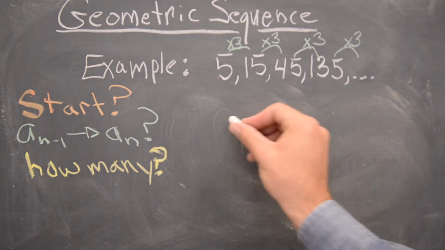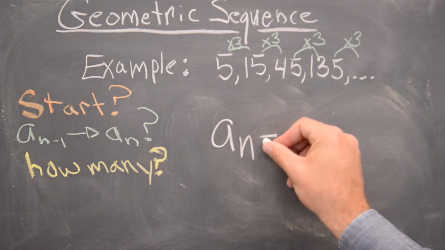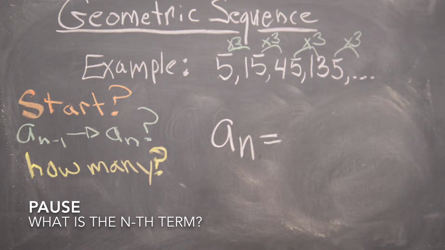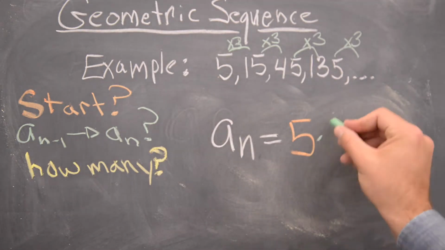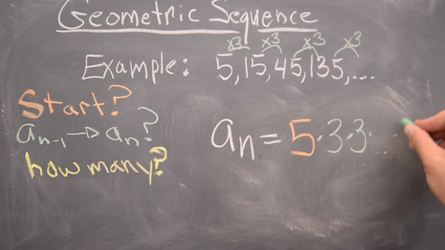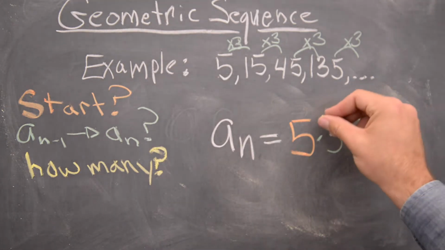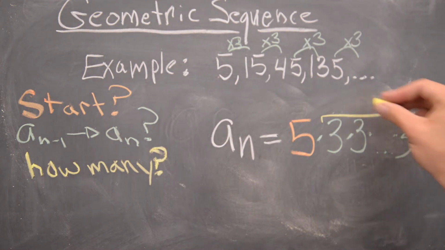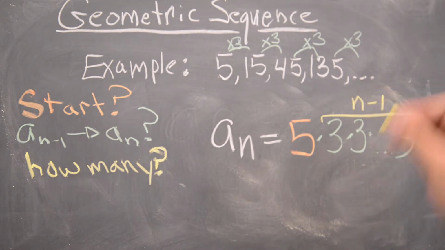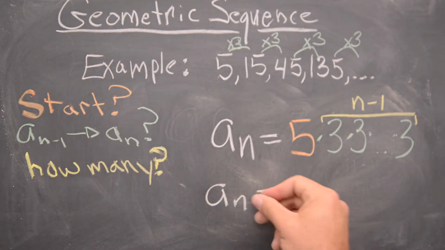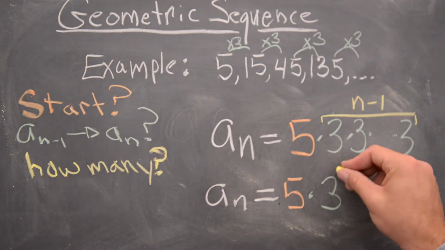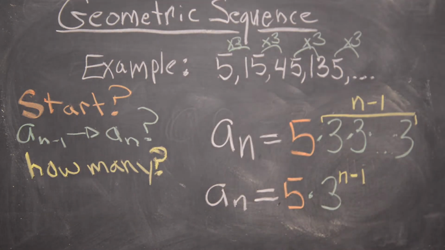Try calculating the nth term by answering the same questions. The first term is 5. To move from one term to the next, we multiply by 3. We have to multiply by 3 n minus 1 times to get to the nth term. So the nth term is 5 times 3 raised to the n minus first power.